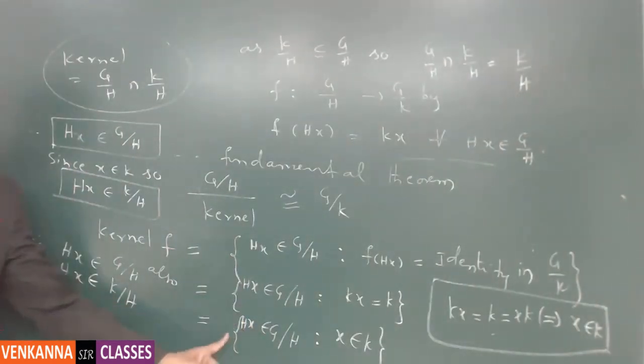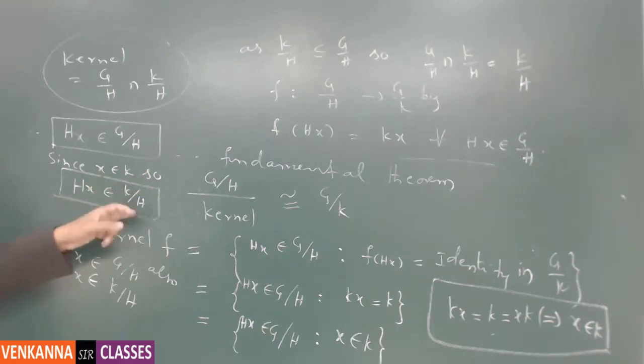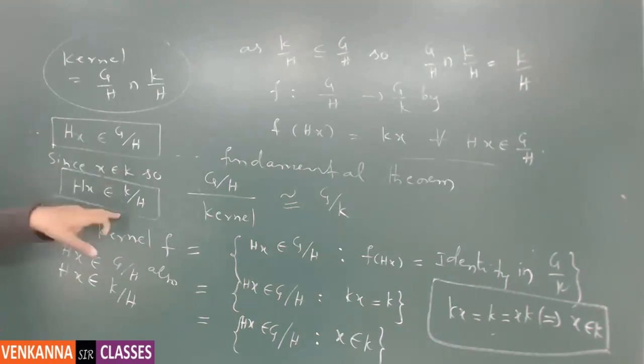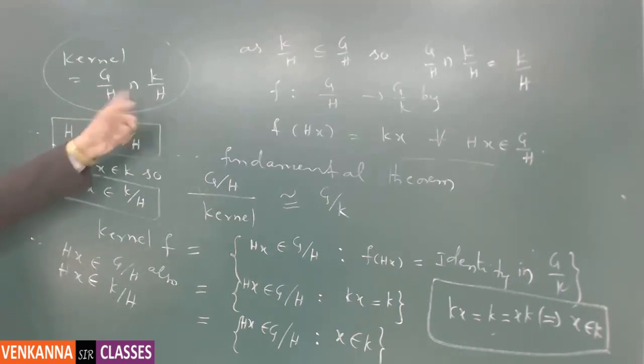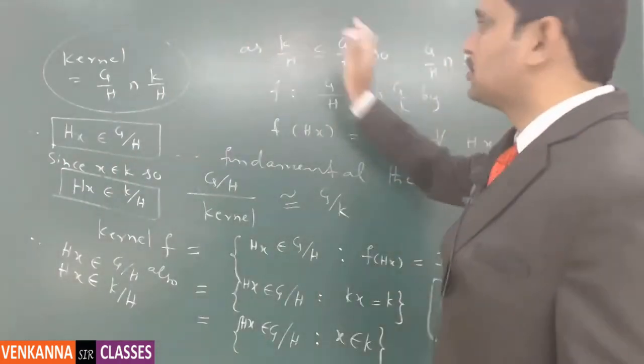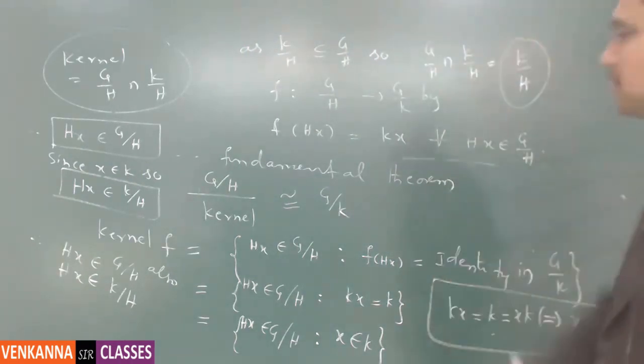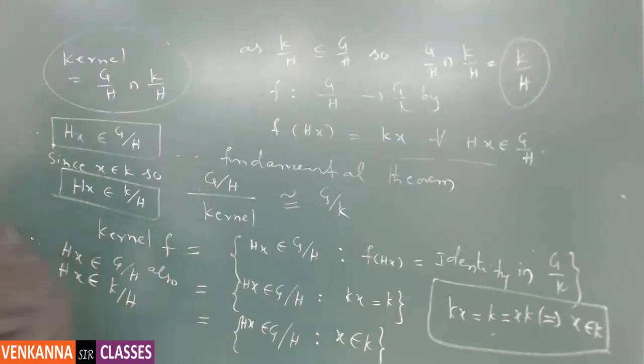From this step you have taken it like this. Since x is an element in K, Hx is an element in K/H. Therefore, Hx commonly belongs to both the sets G/H as well as K/H. The kernel is nothing but the intersection of these two. As you know, K/H is a subset of G/H, so the intersection is nothing but the smaller part, K/H. Okay? Clear?